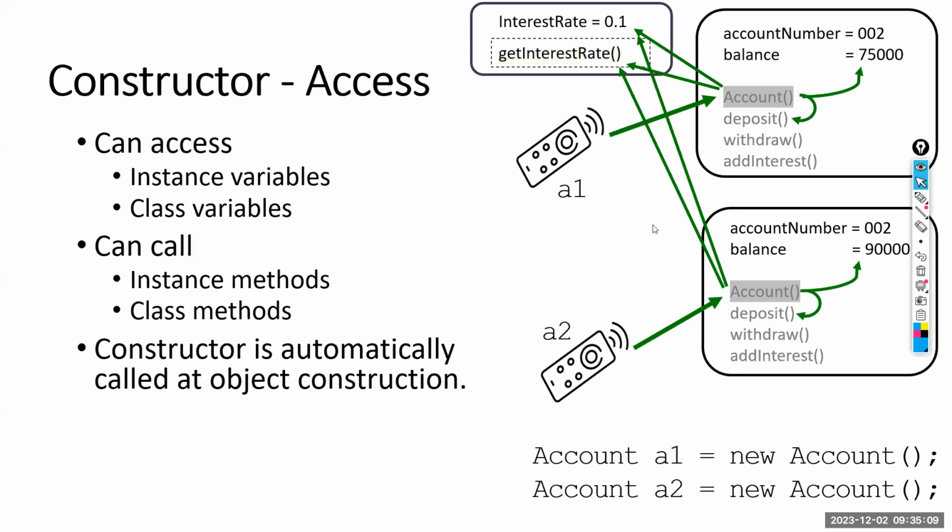And finally, we look at the constructor also. So the constructor again can access instance variables. Constructor can call other instance methods. Constructor has access to the class variables, and constructor can call class methods as well. Those are all valid. Right?